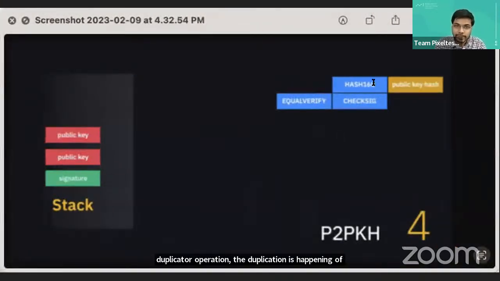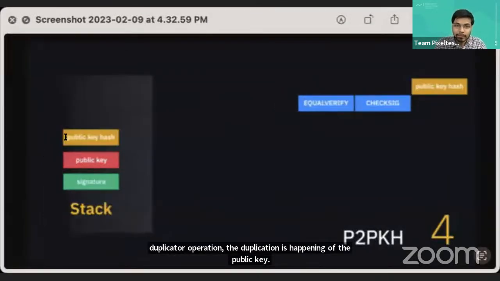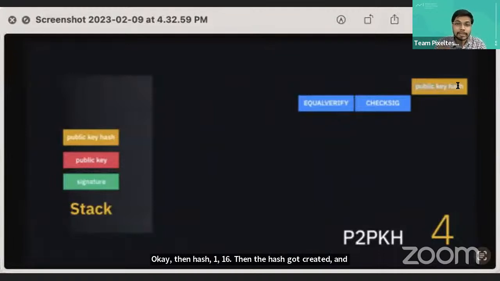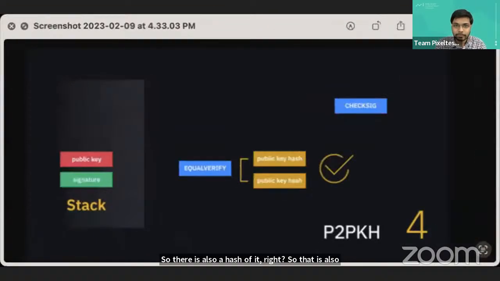Then hash 160, and the hash gets created. There is also a hash that came in the public key script, the PK script. If you remember, OP_DUP, OP_HASH160, and there is a 20-byte hash. So that is also now put into the stack. And equal verify, yes, hex digits. Now equal verify verifies the hash.